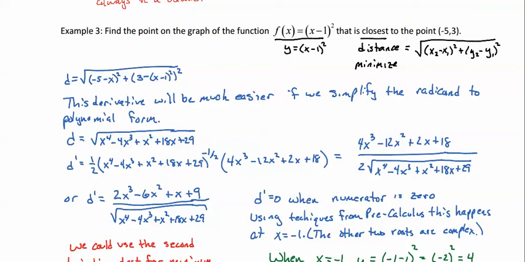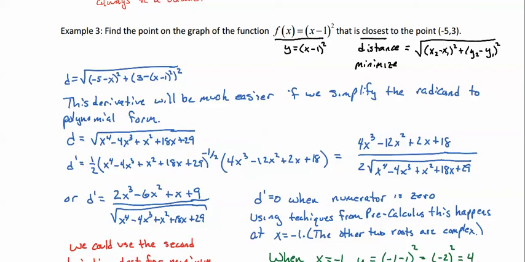Now, that is an ugly looking radicand. The radicand is the thing underneath the radical. So I multiply it all out. I multiply out my x minus 1 squared, and then I do 3, subtract that, and then I square that answer. I multiply out my minus 5 minus x all squared, and then I combine like terms to end up with d equals the square root of x to the 4th minus 4x cubed plus x squared plus 18x plus 29.